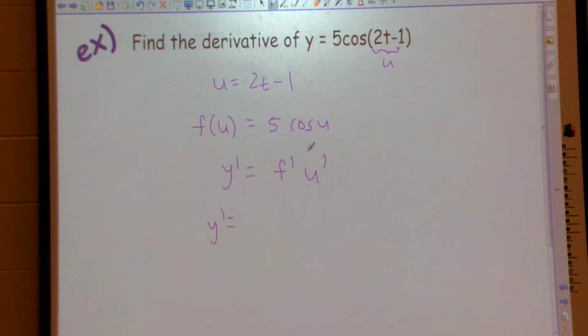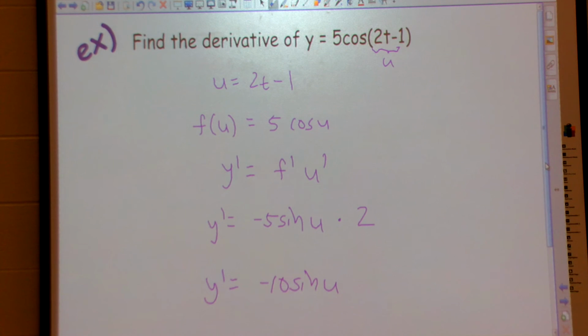Now, what is f prime? It's now an easy function. What is that? Negative 5 sine u. And that's very important that we put sine u. Times, what's the derivative of u? 2. Now let's clean this up. That's negative 10 sine u.